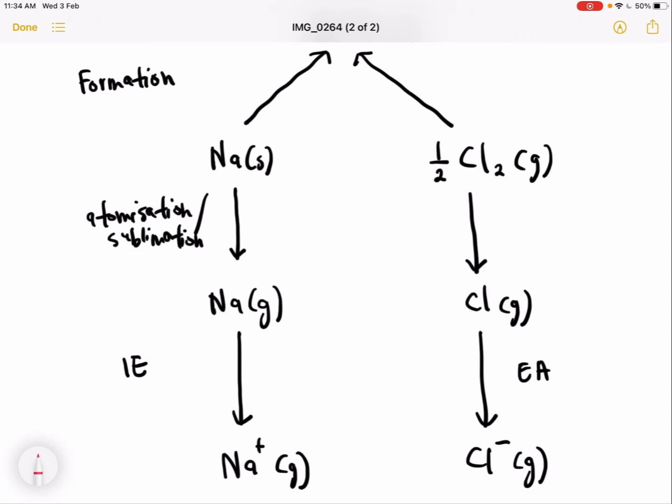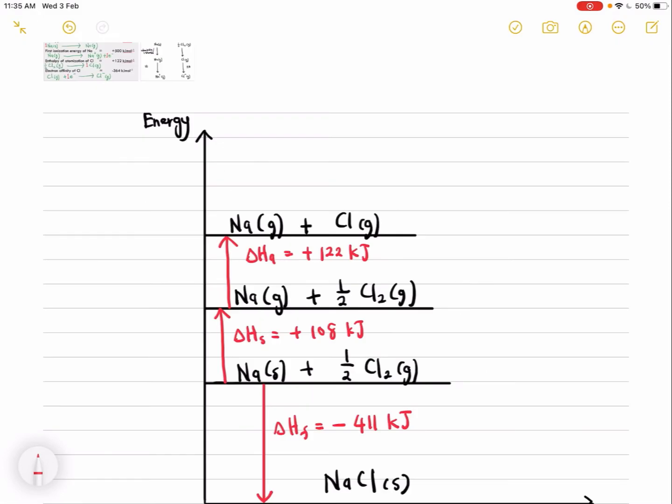So next, our last part in the Born-Haber energy cycle or energy level diagram, you have to end your cycle or energy level with Na plus and Cl minus. So in order to do so, we have to proceed with ionization energy for the metal and electron affinity for the non-metal. Again, we have two substances over here, gaseous sodium and gaseous chlorine. So once again, you have to do it step by step. Okay, so let's do sodium first.